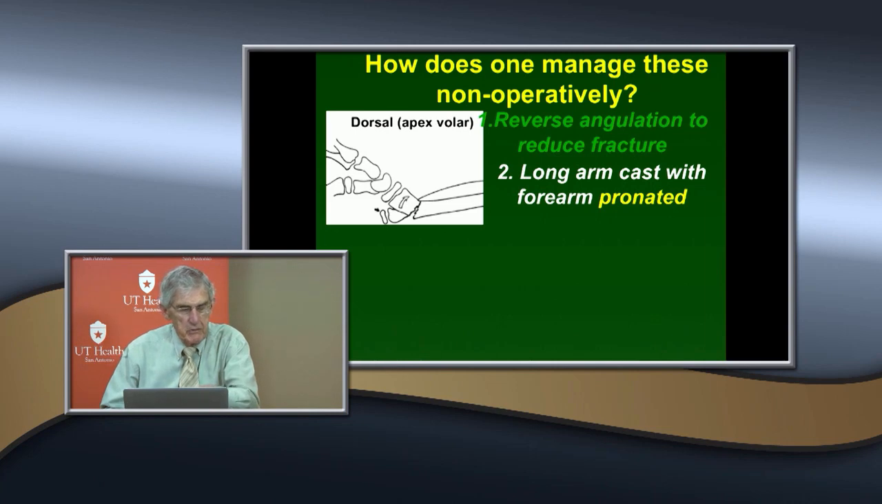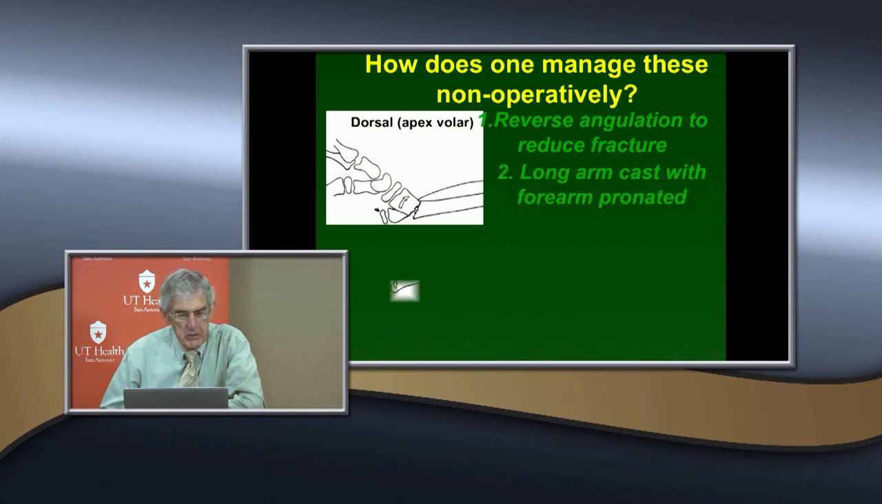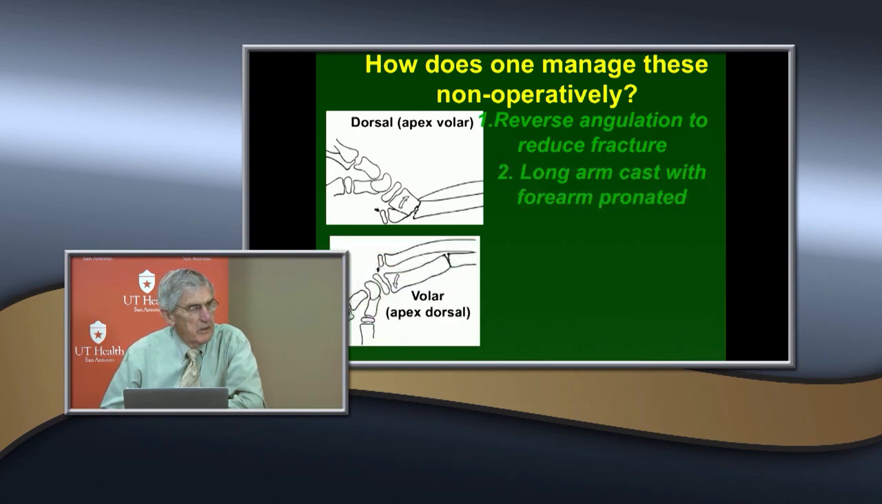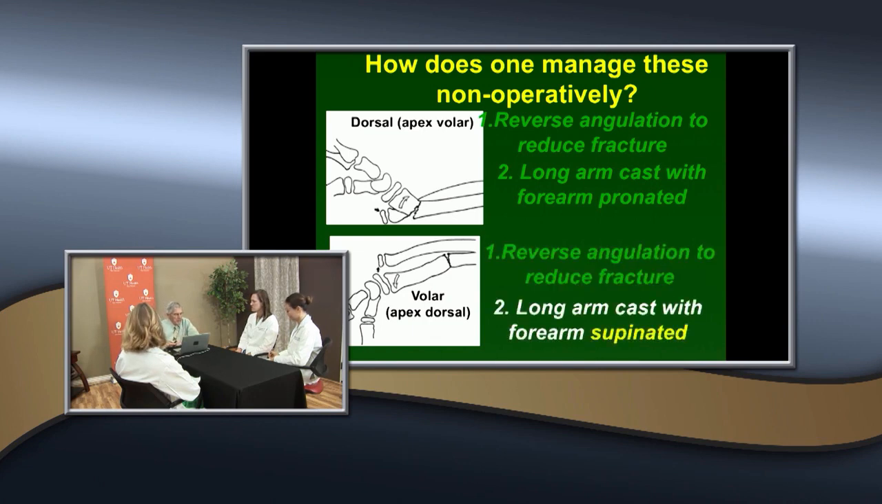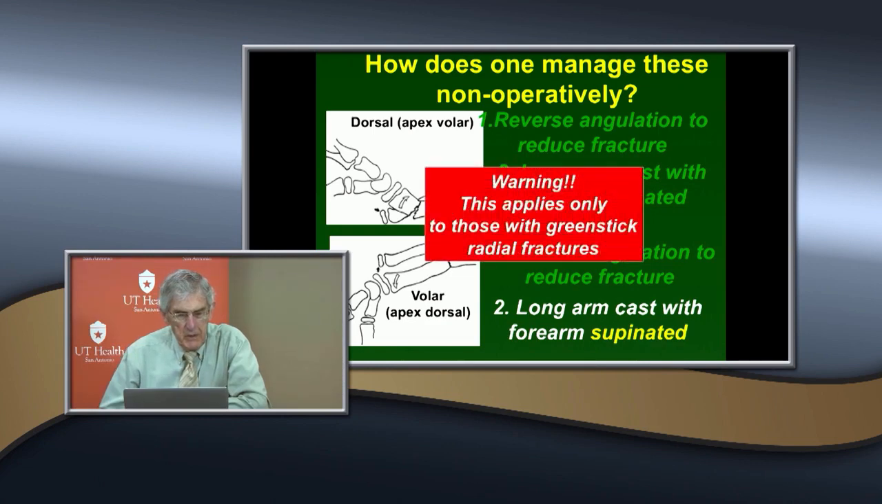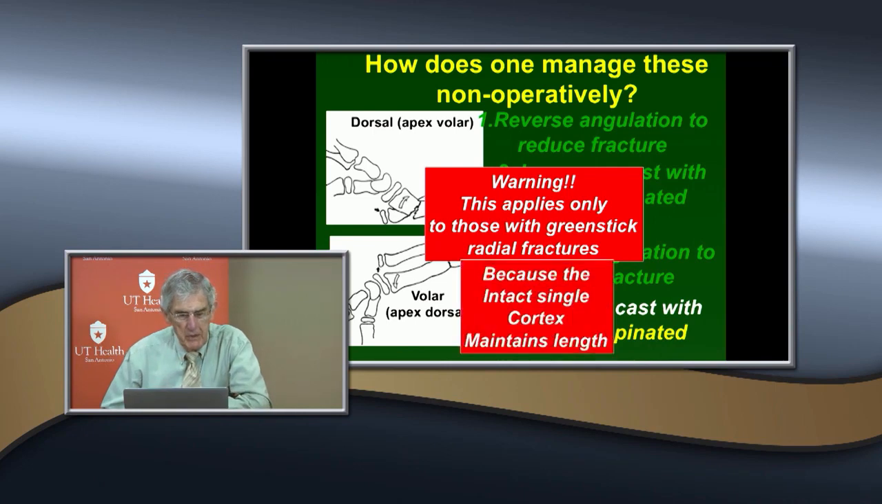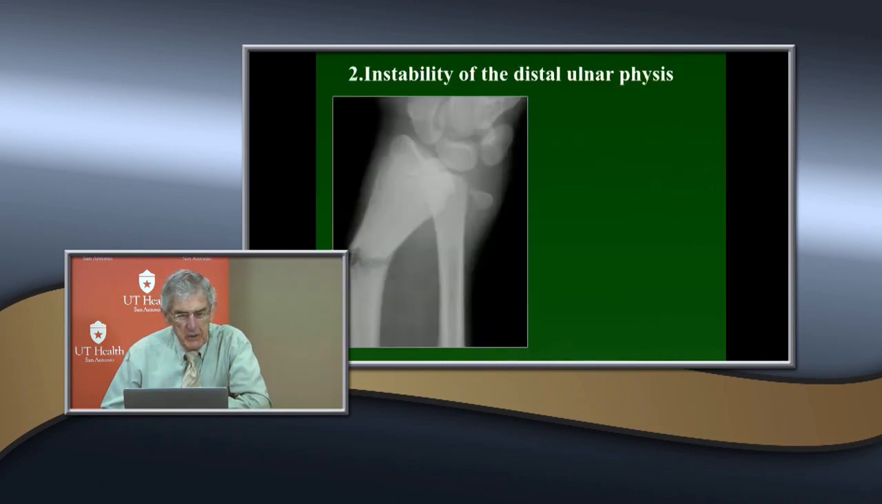But this one, since you need to control rotation, you do need to put it in a long arm cast. This one, how are you going to put it? Well, it's reverse angulation, so you put it in a long arm cast with the forearm supinated. But that's only if it's a greenstick radial fracture. Because with a greenstick radial fracture, what is it? It is usually length stable. So the intact cortex maintains the length.